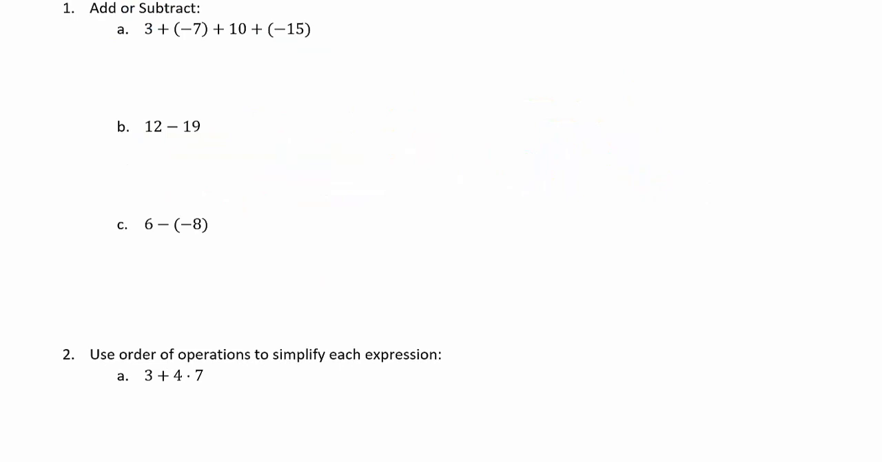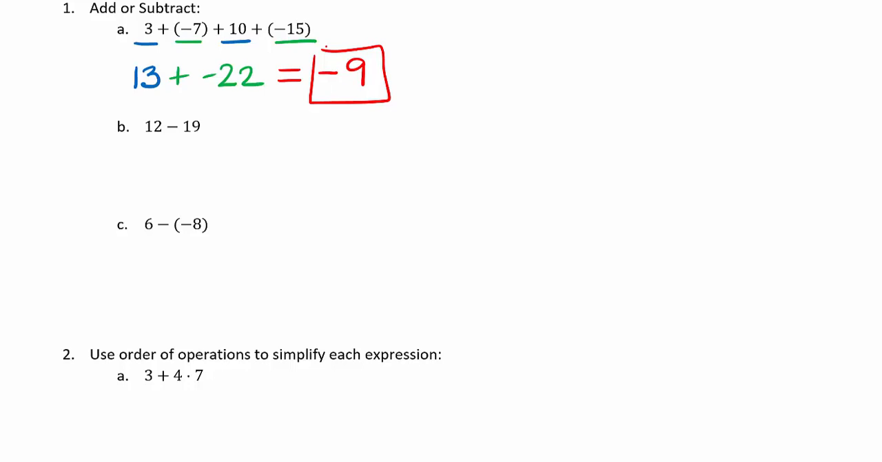In example 1a, I only have addition, so I can actually work in any order I want. I usually like to start by adding all the positive numbers. 3 and 10 is 13. Then I add the negative numbers. -7 and -15 is -22. Notice to add two negative numbers, you just add their absolute values, you just add the numbers, and the answer is negative. Finally, to finish this problem, 13 plus -22 is -9.